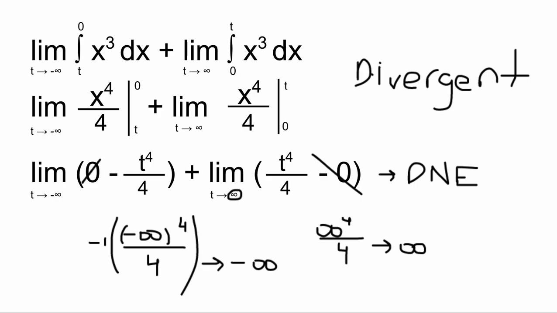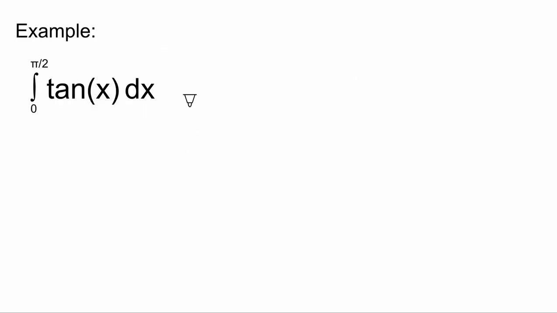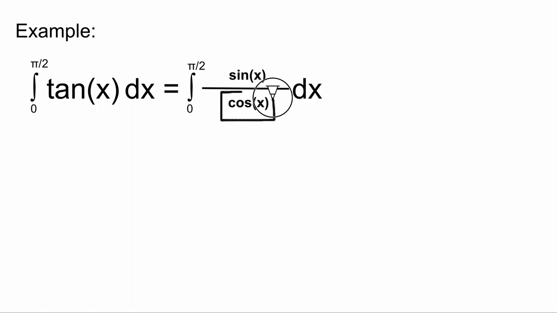So let's go on to our last example. This one is different from our last two because none of our bounds are infinite. So to the unsuspecting eye, this just looks like a normal definite integral. But do not be fooled. We're going to rewrite this as sine of x over cosine of x. And in order for an integral to be improper, it needs to be undefined over the interval. And what's going to make this undefined is if this cosine of x is equal to 0.